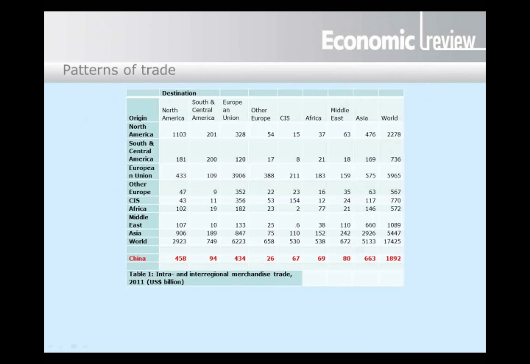It's also worth noting the importance of China in the world trading arena. The row highlighted here shows the destination of China's exports. You can see that quite a substantial amount goes to other countries in Asia, $663 billion, but you can also see the volume of exports flowing to North America and the European Union.